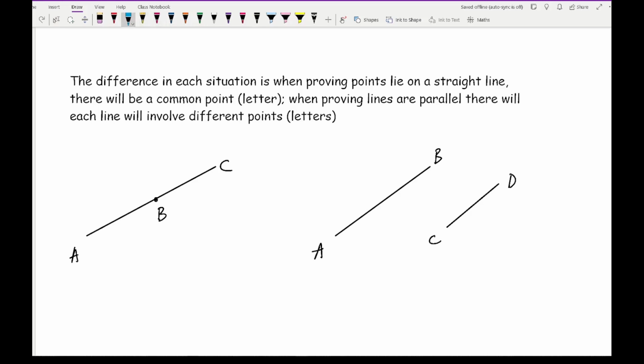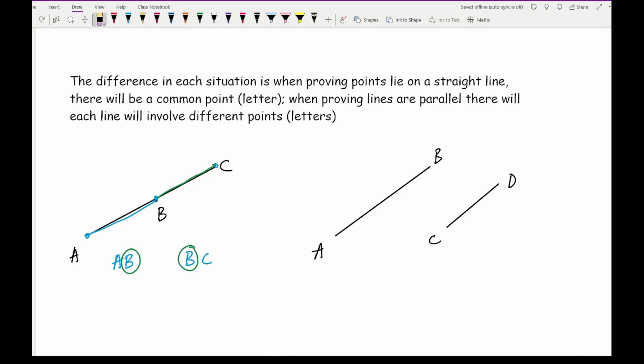So if I wanted to go on to prove that 3 points lie on a straight line, then here I'm looking at this resultant vector of A to B, and I'm showing that there is a common multiple between B to C. And you can see here that when we're proving that 3 points lie on a straight line, we're going to have a common letter. So here our common letter is B.